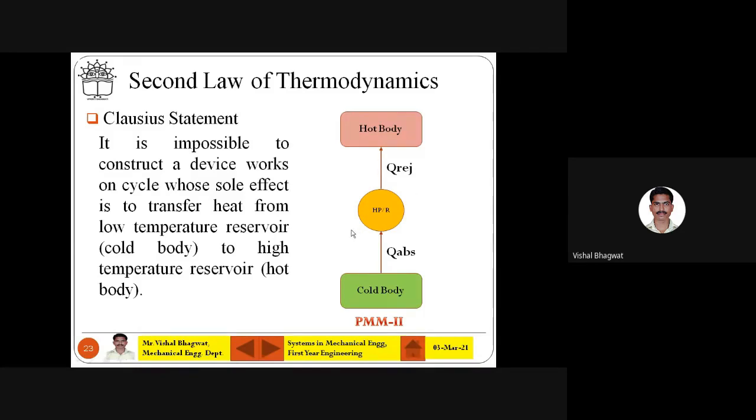But how is it possible? It is possible only if you have work input. This is your heat pump or refrigerator. Normally you use a heat pump in winter to heat the space, and you use the air conditioner or the refrigerator in order to cool the space. So HP/R, for both cases, this is the figure. HP is heat pump, R is refrigerator. In both cases, from the cold body you are extracting heat.